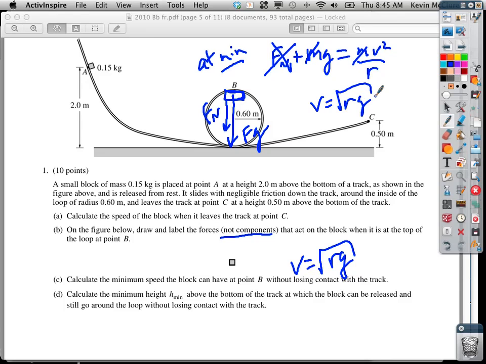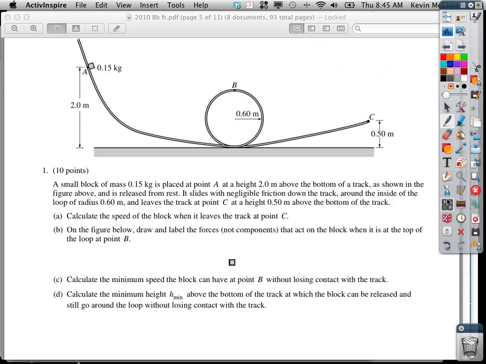Okay, then for D, calculate the minimum height above the bottom of the track at which the block can be released, and it will go through the loop without losing contact with the track. So we just determined that the minimum velocity here was what? Square root of rg, right? So what is the total energies at this point? Van, what's the total energies here? What 2 types of energies does it have? What's that? If you are in a cart on the top of that right there, what types of energy do you have? And you're moving that way.